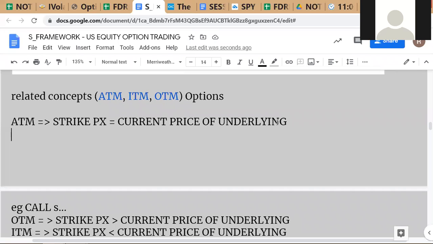When we just say underlying, it means we are referring to the underlying asset, which in the case of Microsoft calls, Microsoft puts, Microsoft options is the common stock of Microsoft Corporation. That's the underlying asset, okay? So ATM is equal to this. What is OTM?